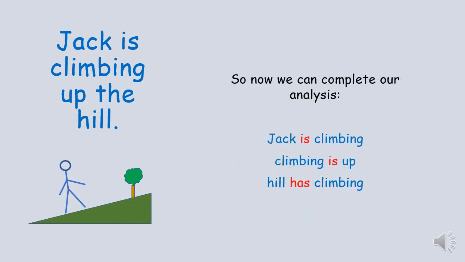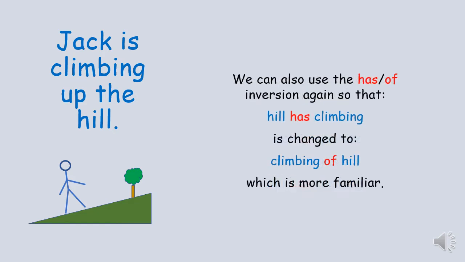So this idea now enables us to complete our analysis. We can say Jack is climbing, climbing is up, hill has climbing. At this point we can also use the has of inversion again, so that hill has climbing is changed to climbing of hill, which perhaps sounds more familiar.